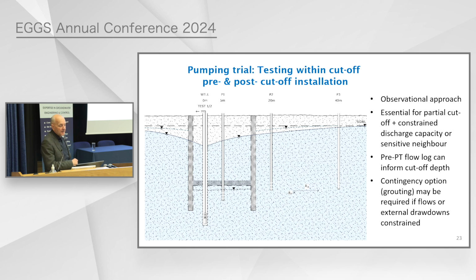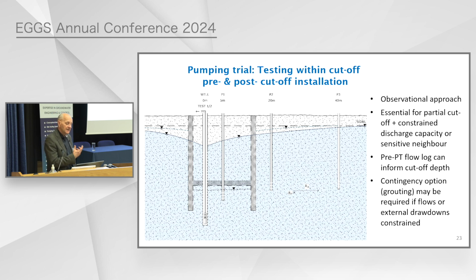And here you might look at something like a pumping trial. You test within the cutoff area and you test before and after the cutoff. So it's an observational approach. As I said, it's essential where you've got a sort of partial cutoff and you've got constraints on discharge capacity or a sensitive neighbour. The pre-pump test flow log is the most useful thing.